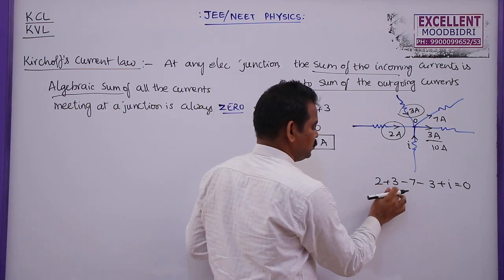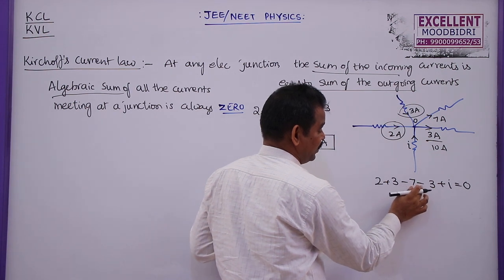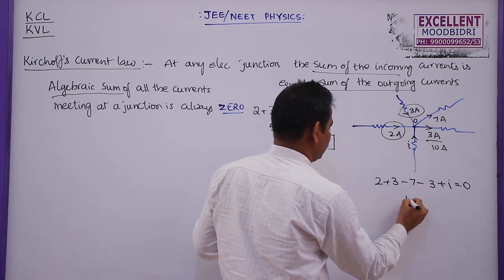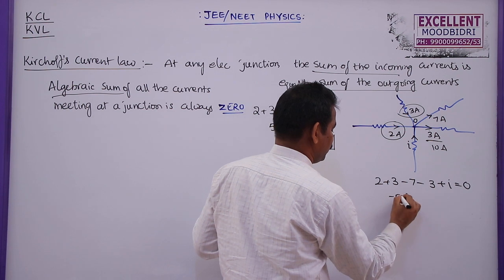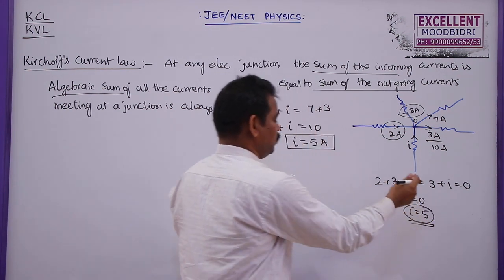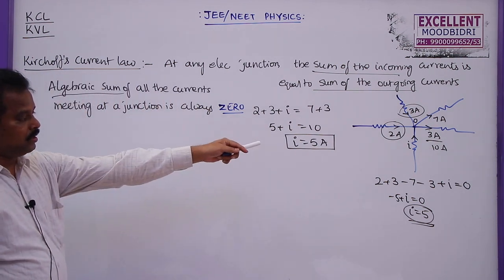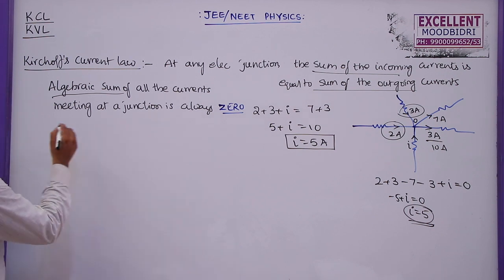Then you can write 2 plus 3, 5, 5 minus 3 minus 2, minus 2 minus 3. So from this you can write minus 5 plus I is equal to 0, I is equal to 5. So by using this also we can calculate that unknown current at the junction.